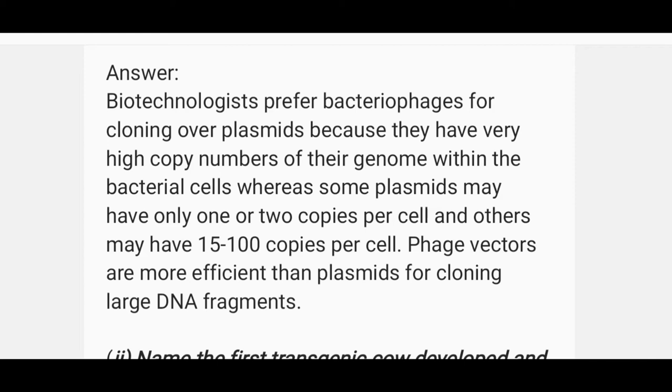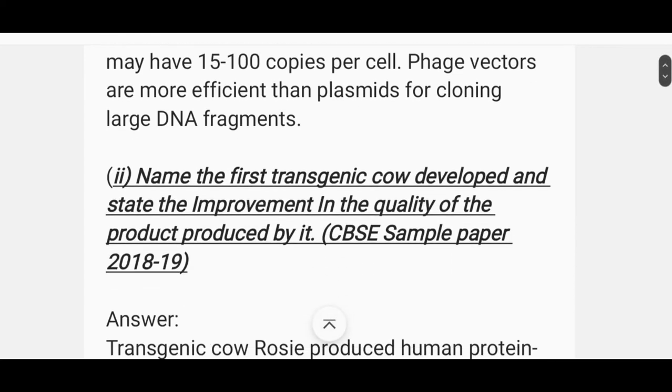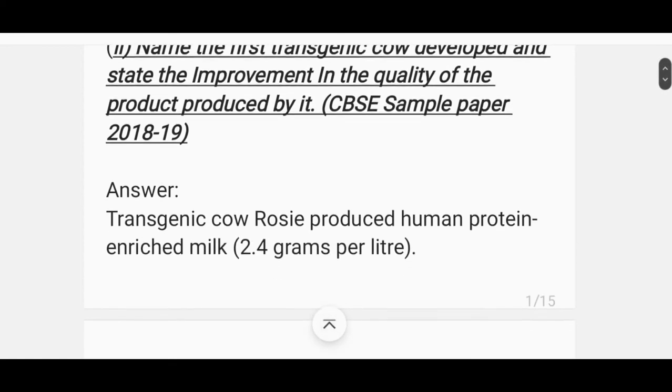100 copies per cell. The second part of the question is, name the first transgenic cow developed and state the improvement in the quality product produced by it. This question has been asked in the CBSE Sample Paper 2018-19. Answer is, transgenic cow Rosie produced human protein enriched milk, which was 2.4 grams per liter.